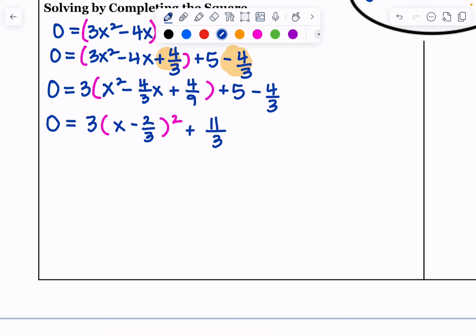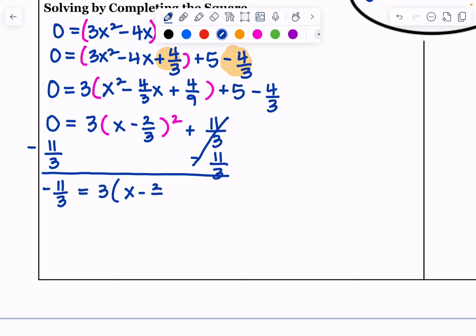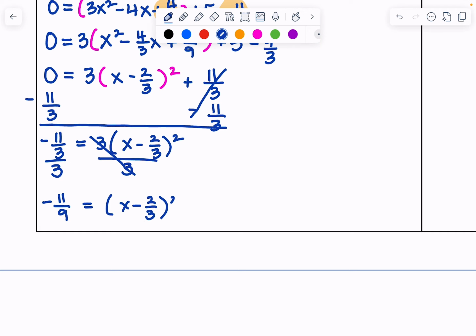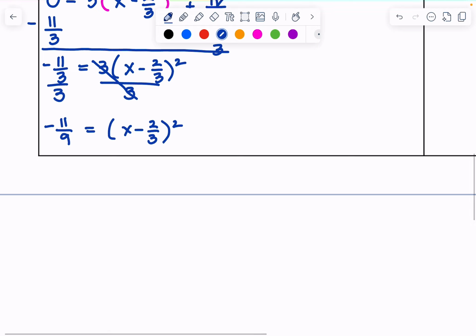Okay, now that I've completed the square, I'm trying to solve for x, so I'll start with subtracting 11/3. And I get a negative 11/3 equals 3 times x minus 2/3 squared. Next, I'm going to divide by 3 on both sides. And when I do that, I have a negative 11/9 equals x minus 2/3 squared. Next, I'm going to square root both sides.